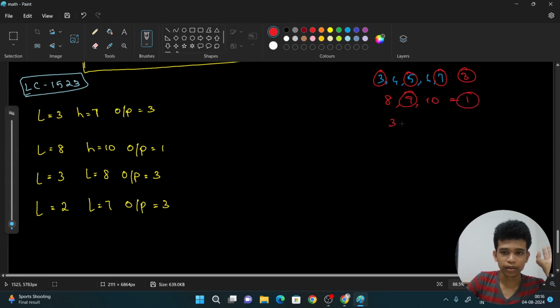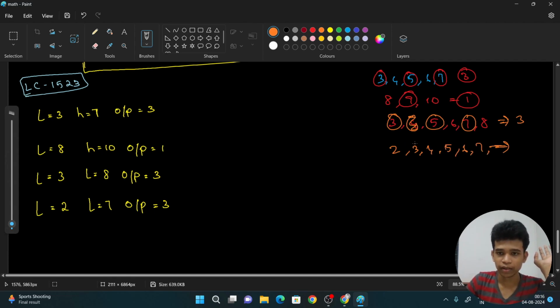Again, low is 3, so 3, 4, 5, 6, 7, and high is 8. So I can say there are how many odd values? 1, 2, 3. So I can return 3. Okay, now 2, 3, 4, 5, 6, 7. So this is the next range. From this I can say 3, 5 and 7. So it is 3. So 3 is my output.